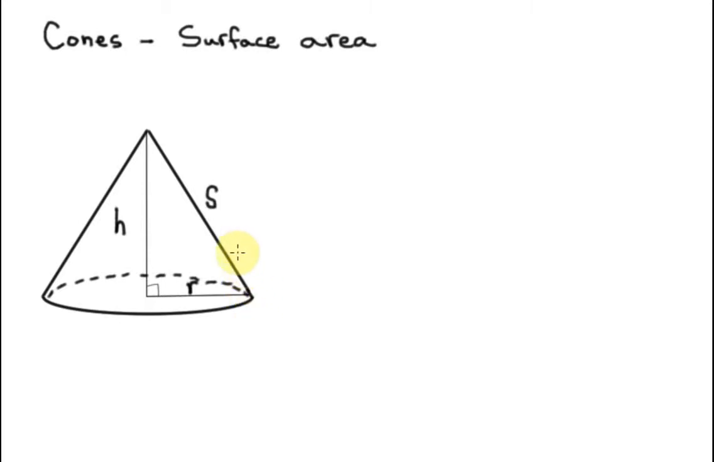Okay, those are the three important dimensions, and there is a formula for the surface area of a cone, and that formula looks like this. First of all, if you're including the base circle, we would want to see pi r squared, which gives us the area of that base circle.